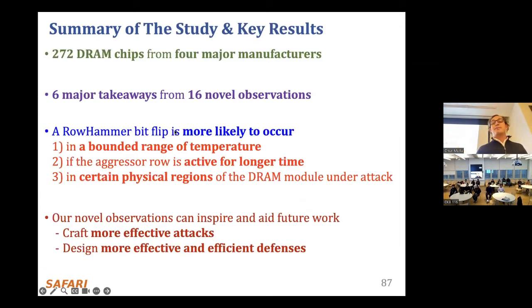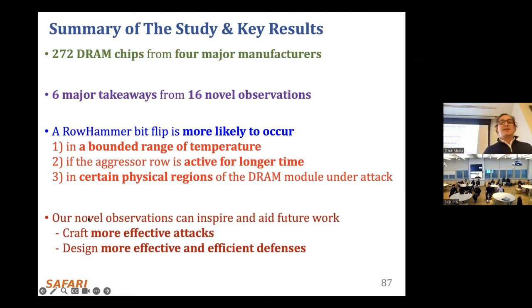So, for example, a RowHammer bit flip is more likely to occur in a bounded range of temperature in a way we don't quite understand. So you cannot basically say a RowHammer bit flip is going to occur more at higher temperatures. That's not the case, basically. It's really dependent on the cell and the temperature range, which means that we don't quite understand this relationship at this point, and we need to do more studies.